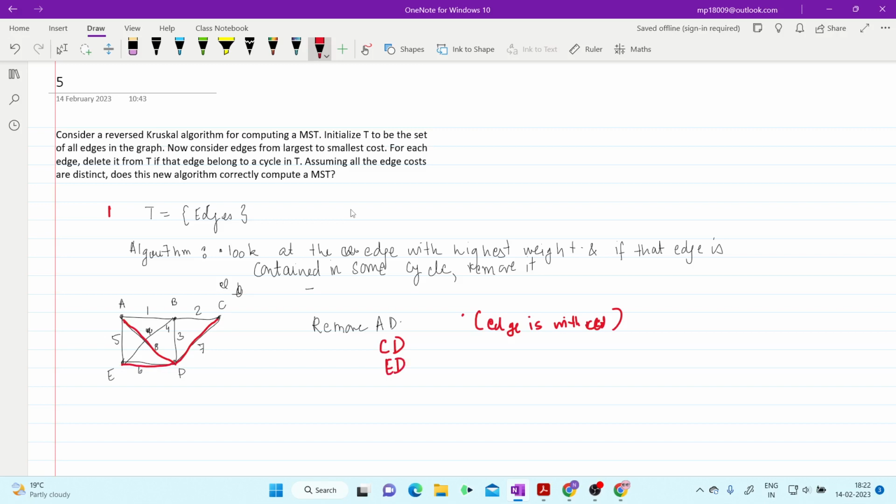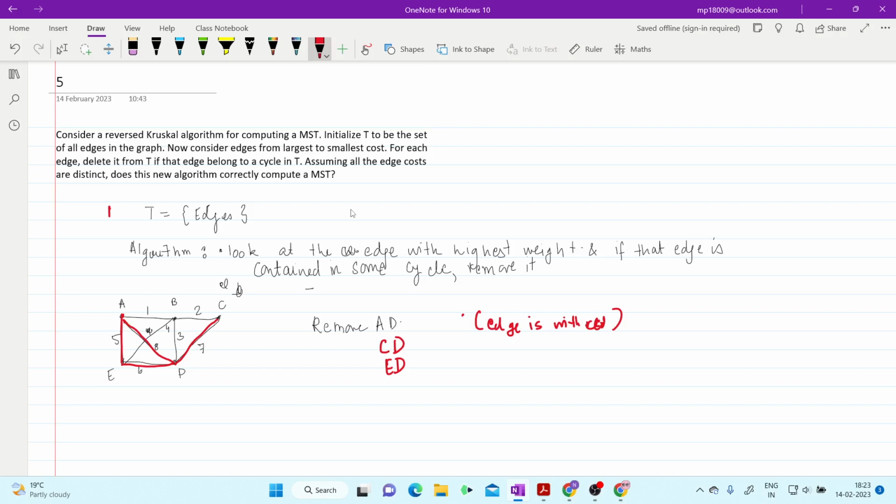Now what is next? Next is AE. Can we remove AE? Yes, ABE is a cycle, right? So we can remove AE also. Great. Now, the next is EB. Can we remove EB? No, the graph will be disconnected. So we can't remove EB.